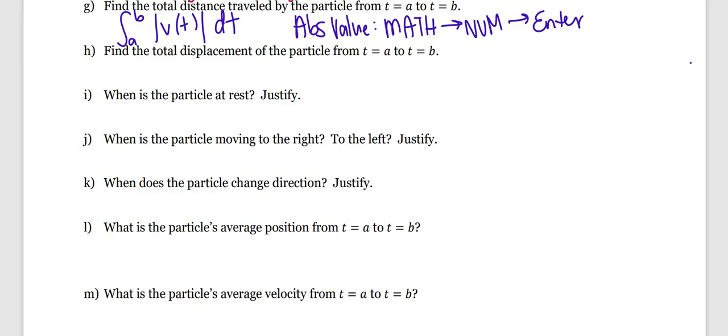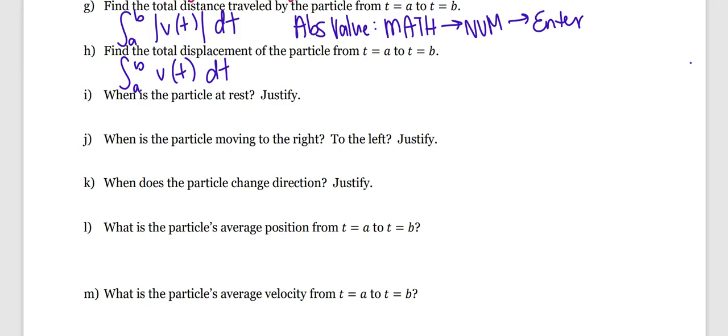Okay, so your total displacement is how much you've traveled to the right minus how much you've traveled to the left, which is exactly what an integral is, right? It takes your area above the curve, your positive values, and then subtracts the area below the curve. So total displacement, if we want to see where we landed from wherever we started at A, you're just going to integrate or anti-derive or math 9 v of t.